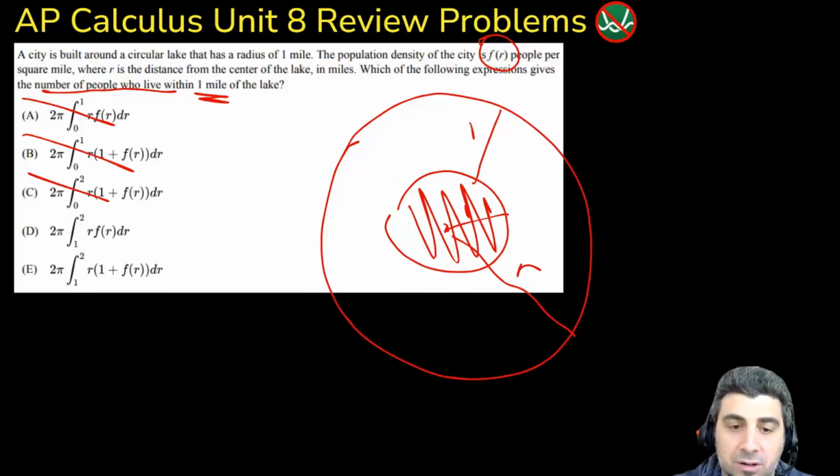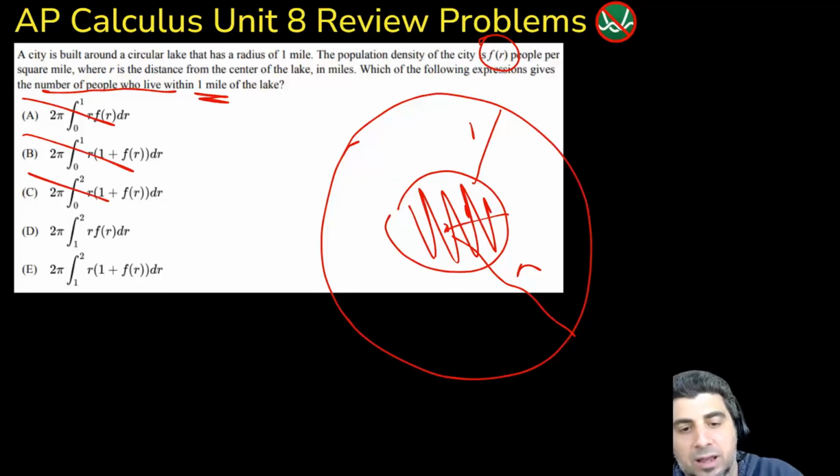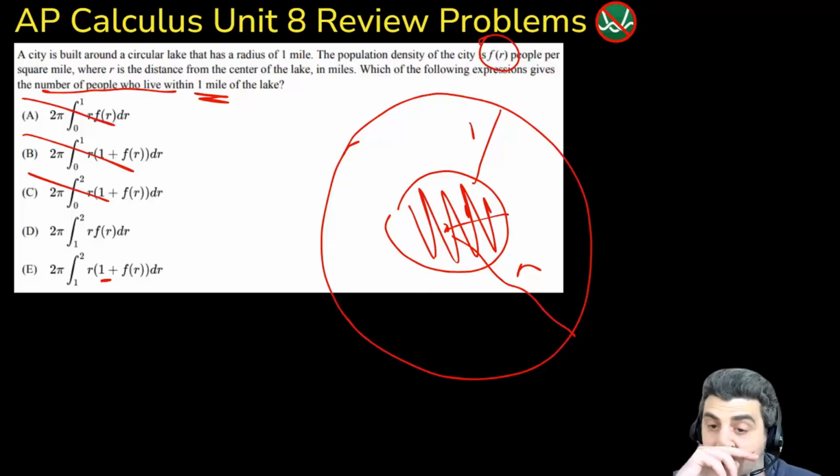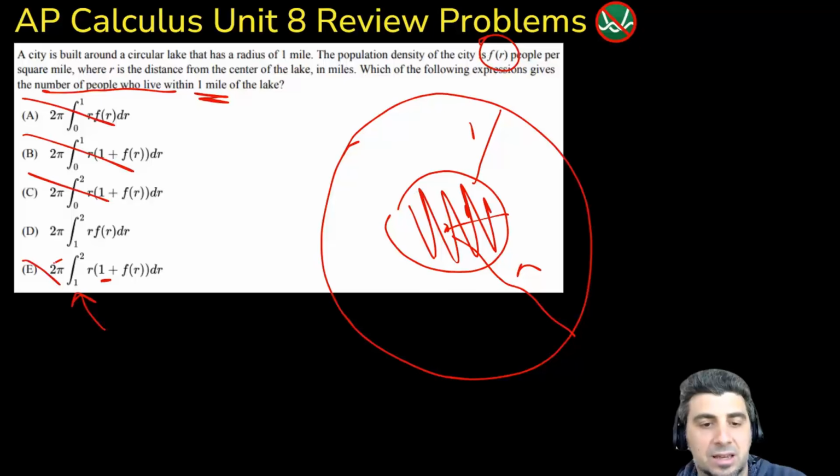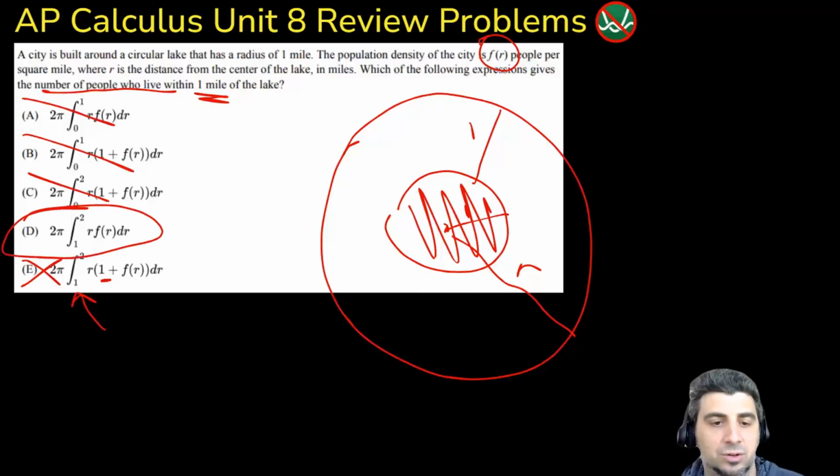So the only choices that are left are very similar, except one has the 1 plus inside of it and the other one doesn't. Well, all we need is the population density function times r. We don't need the plus 1 there because we're not adding 1 to the population density. The 1 comes in because we're moving 1 mile out from the center of the circle all the way to a mile away from the lake. So that's what the limits on the integral are taking care of. Choice E is eliminated, and the correct answer is choice D.